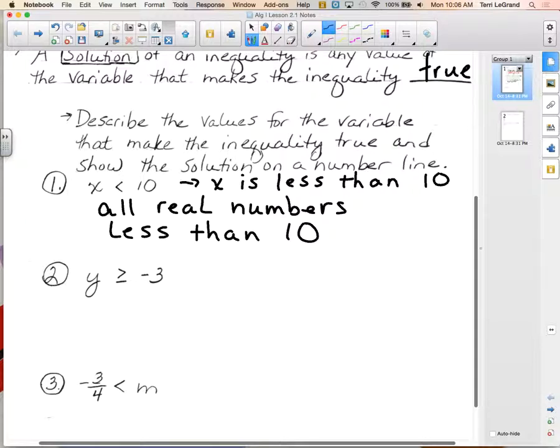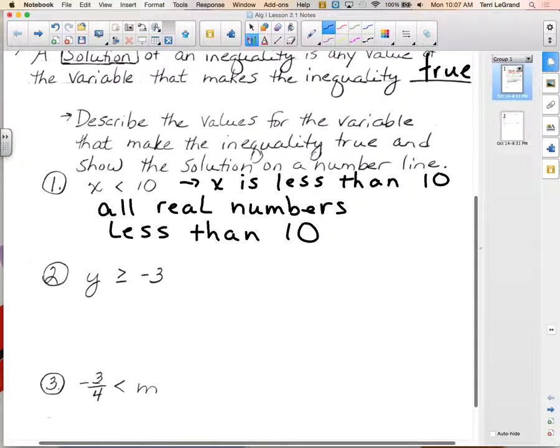In other words, how many solutions are there to this inequality? An infinite number. If we say infinite, does that mean any number out there? Is that what infinite means? No. Infinite means continuous. We can't name them all. It goes on and on and on.